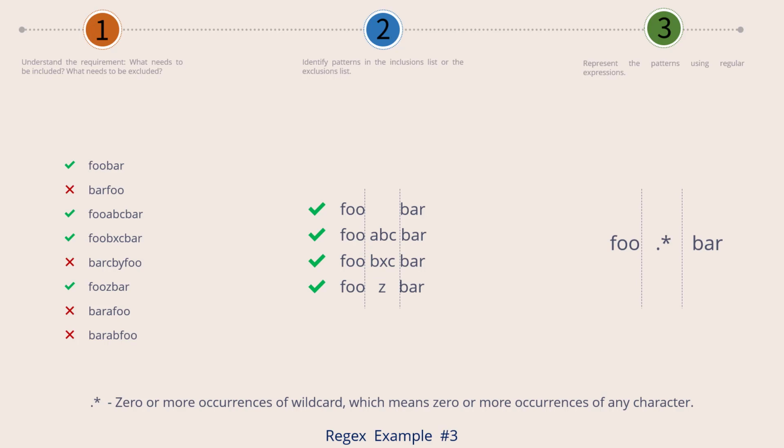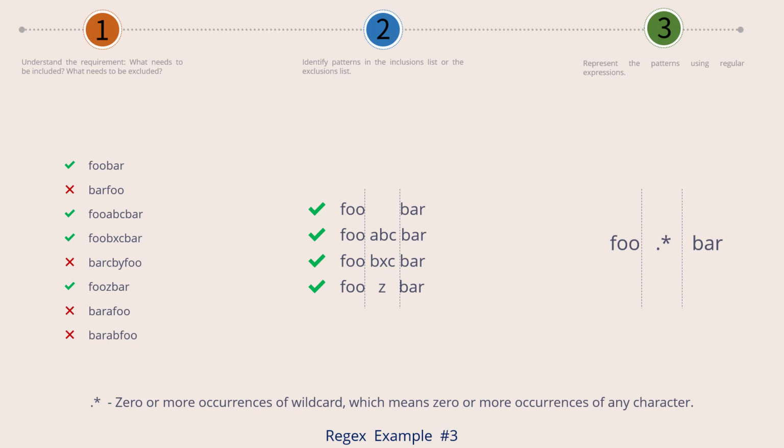In our final step, we have to come up with a single regex pattern that can represent all the 4 green strings. So we will write foo as is because it's fixed. Then we write dot star. Then we end with bar, which is again fixed. So foo dot star bar. No spaces in between. So our final regex pattern for example number 3 is ready.